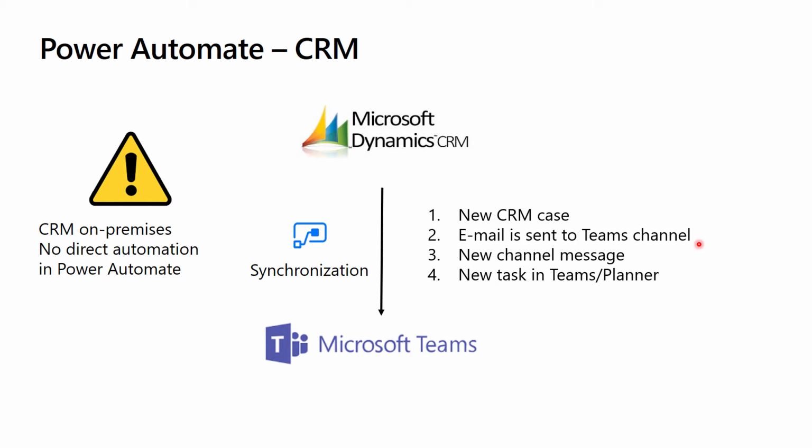So we are sending an email to the channel related to the customer. It means that we have to build a Power Automate flow for every customer. As many customers, as many channels we have. Every customer has a channel. We are sending an email to the customer's channel, and a new task in Teams is created.